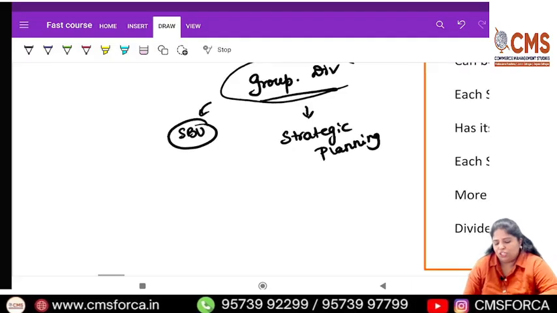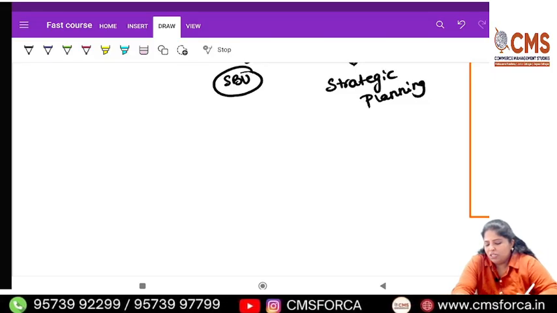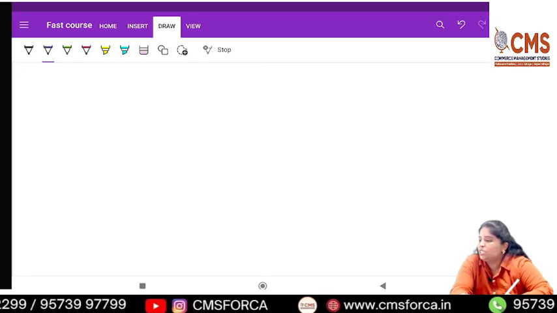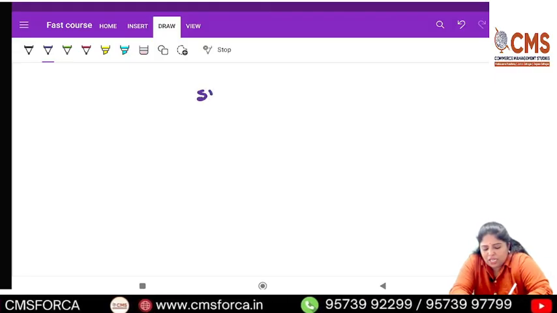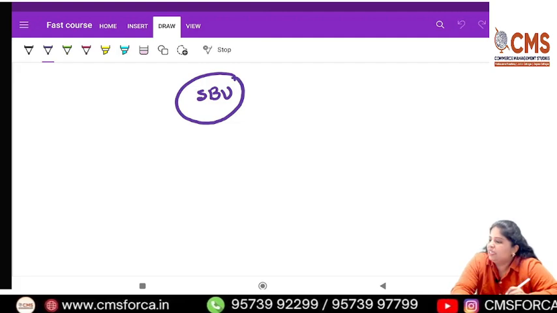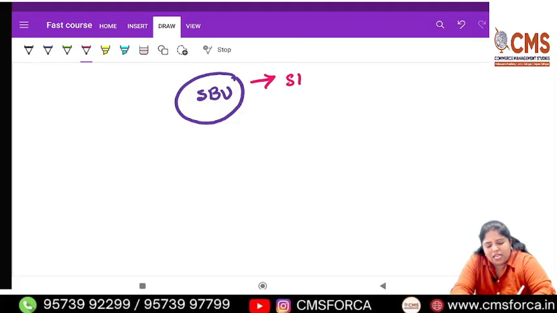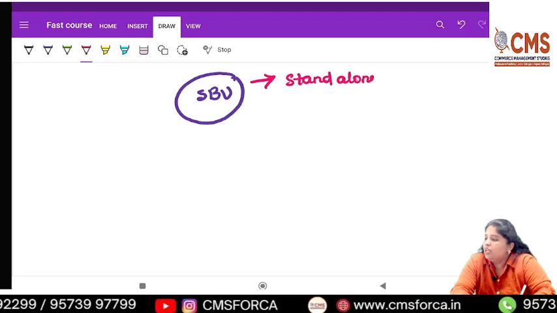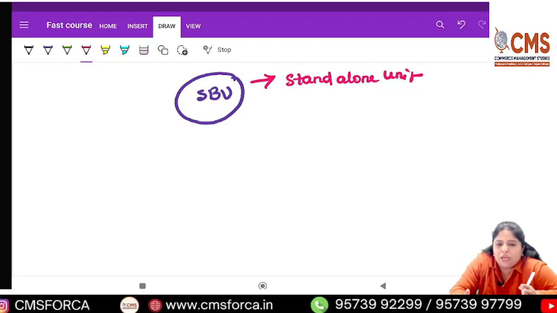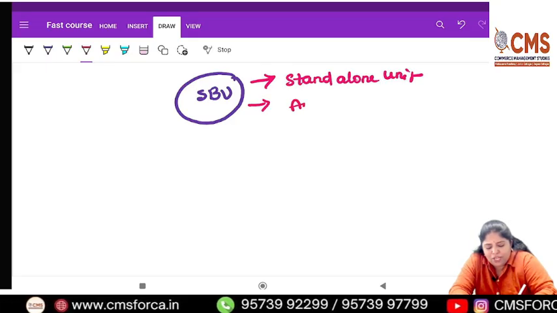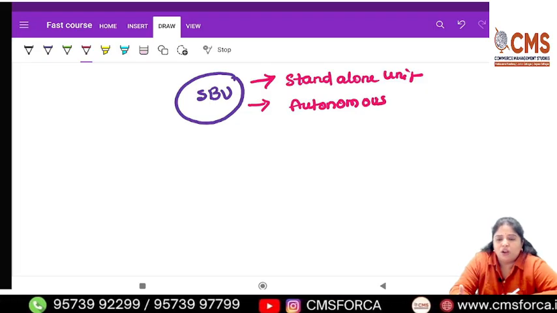Now, before I take you further into the SBU structure, let's talk about a few key features you need to understand. I'm going to circle it and let's put down all the points one by one. Each SBU operates as a stand-alone unit. That means it operates as if it's its own company, a different company. So we can say SBUs are completely autonomous. Are we good till here?